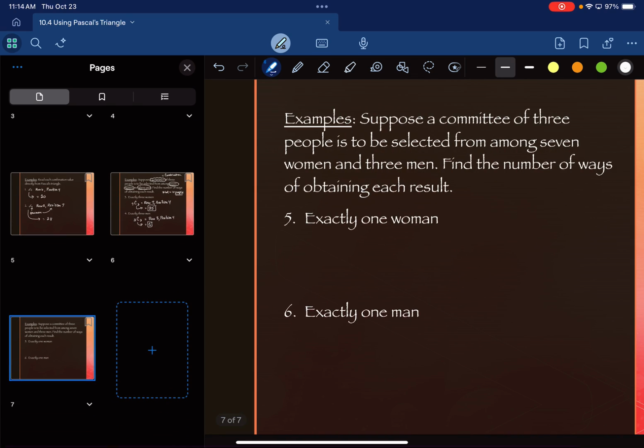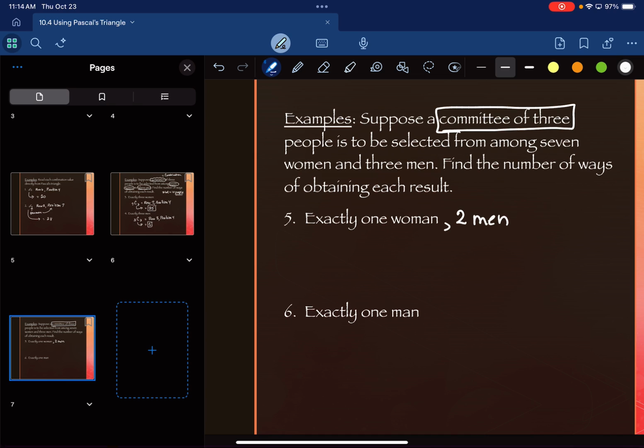Two more. This one, same setup, right? Problems 5 and 6. It says exactly one woman. Okay, so I need how many women? One. But I still need to have a committee of, no, 3. It's a committee of 3. It says one woman, so by default then, what does that mean is going to fill up the rest of my committee? 2 guys, right? I need exactly one woman and I need 2 men.